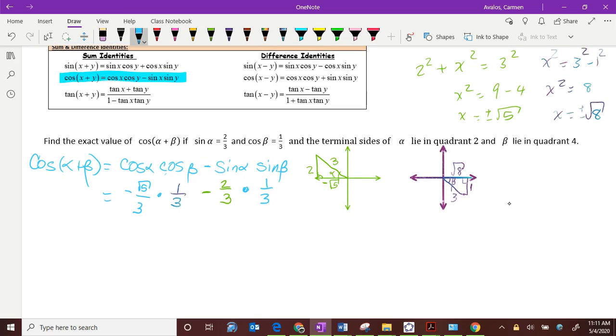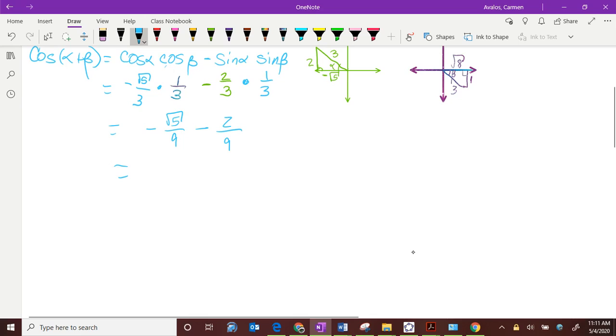And then you find your answer here, and it's going to be negative square root of 5 over 9 minus 2 over 9. And so your final answer is going to be negative square root of 5 minus 2, all over 9.